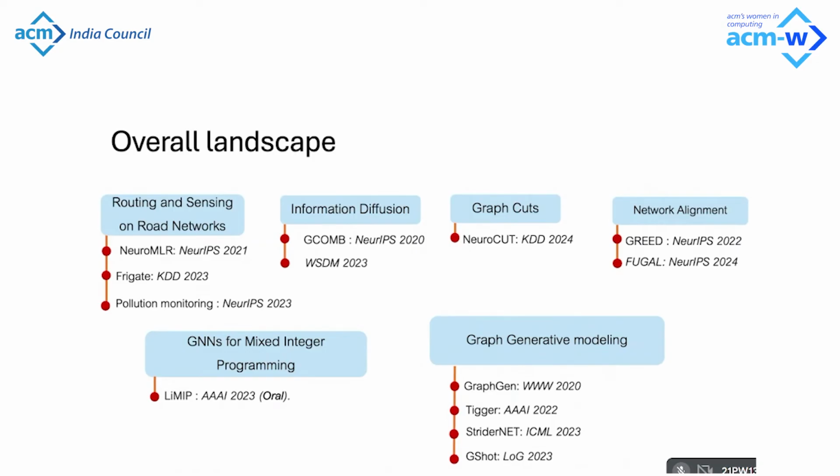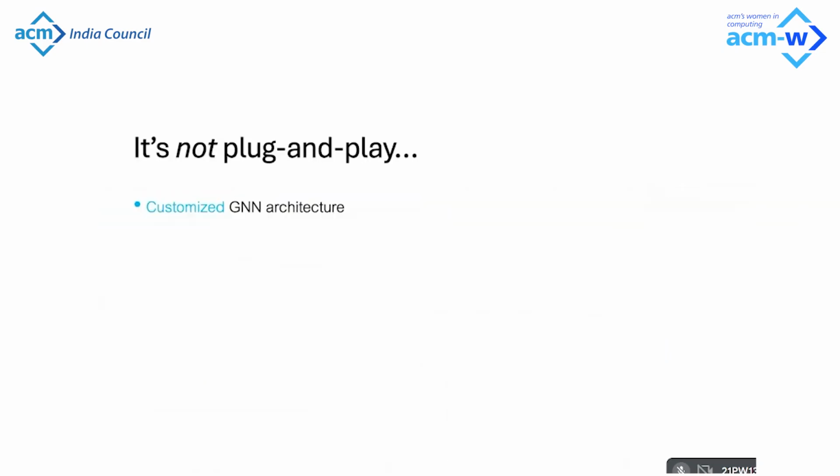So a bunch of different areas where we actually looked into graph combinatorial problems. Now, what is the key message that I want to say? It's not plug and play. We take a GNN, apply it, and we get the result. No, it is not as simple, right? Of course, you have to customize the GNNs for that particular problem.